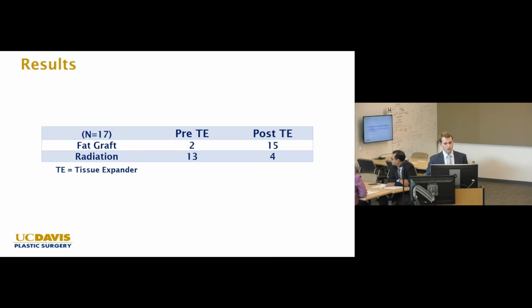We had 2 patients who were fat grafted before their tissue expander was placed, considered prophylactic fat grafting, and 15 after. 13 of our patients had radiation prior to their tissue expander placement. Many of these were patients who either delayed reconstruction or had a previous reconstruction which they later ended up losing.